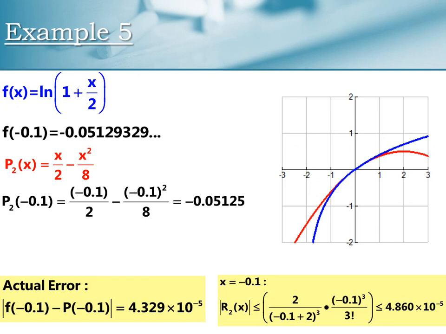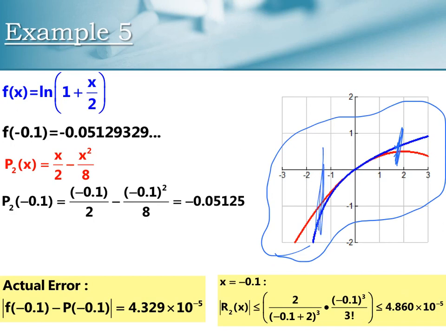So what you see on the right-hand side of this slide is, in blue, the actual function natural log of 1 plus x over 2, and then p2 of x is in red, x over 2 minus x squared over 8, the degree 2 Taylor polynomial. And we're looking at this little interval between negative 0.1 and positive 0.1. I know it's actually further in towards the origin than that, but just for the purposes of illustration.